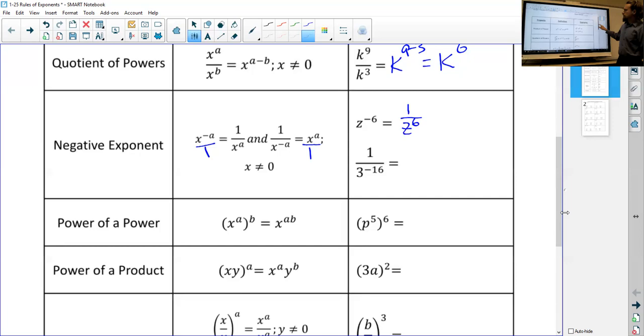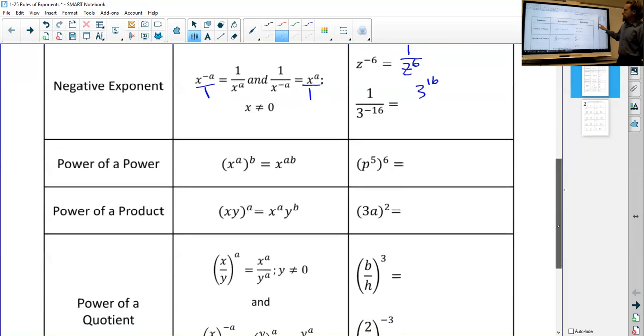Okay, 1 over 3 to the negative 16th. So since we have a negative down in the denominator, we're going to flip it over. So bring 3 up to the top. And then negative 16 becomes positive 16. You can put over 1 if you really wanted to, but it's really not necessary. Okay? And this goes for anything. Anytime you're left with a negative exponent, you're always going to want to follow this rule. You're just going to want to rewrite it with a positive exponent.